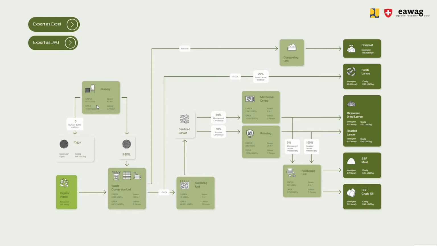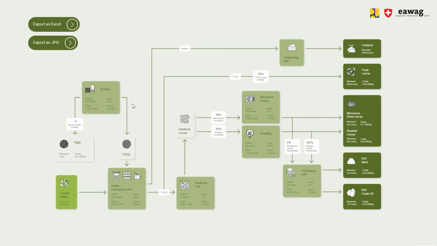First of all, you can see all the components that we have been discussing throughout this e-learning video series on black soldier fly biowaste processing. First of all, the nursery, which we covered in the BSF rearing process, the waste conversion unit, including the pre-processing, treatment, and harvesting, sanitizing unit, microwave drying, roasting, fractioning, which were all included in the post-processing chapter. And lastly, we have 5 units where output products of this process are covered.